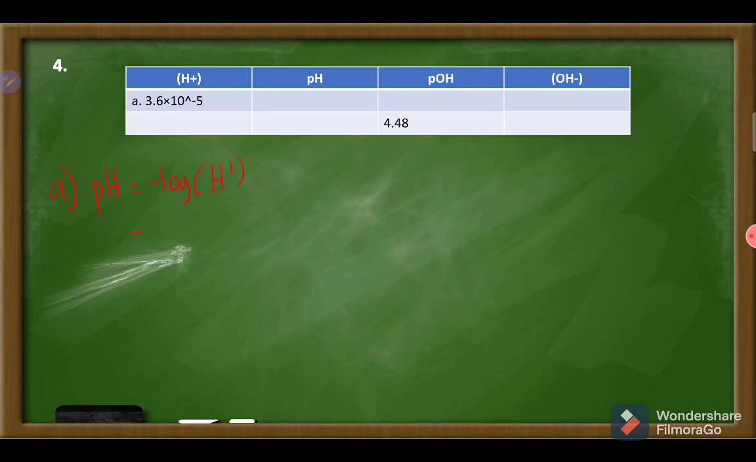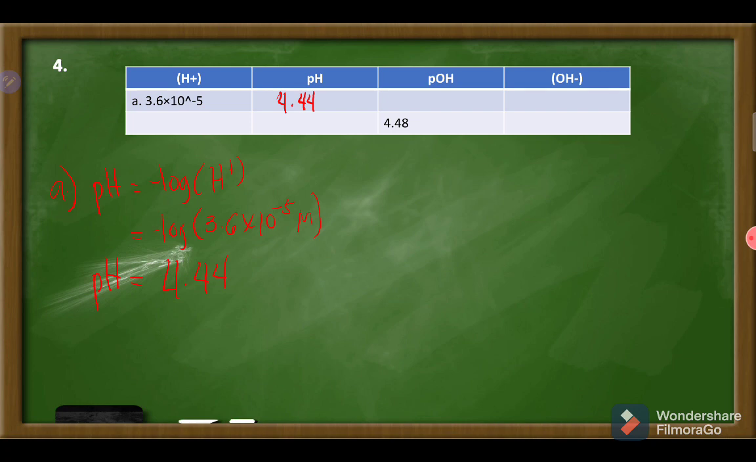Substituting the values, we have negative log times 3.6 times 10 raised to negative 5. Okay, so we are going to have the value 4.44. So that will be the pH value. So we can write here the value 4.44.